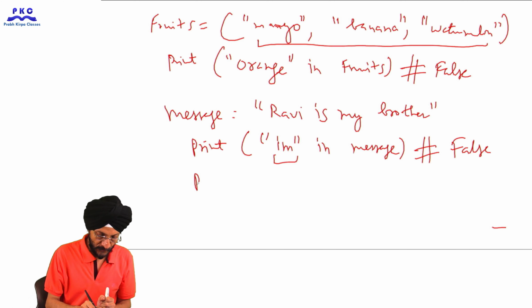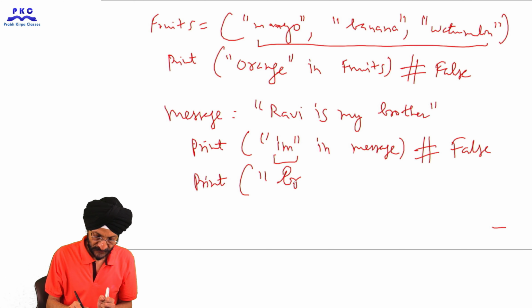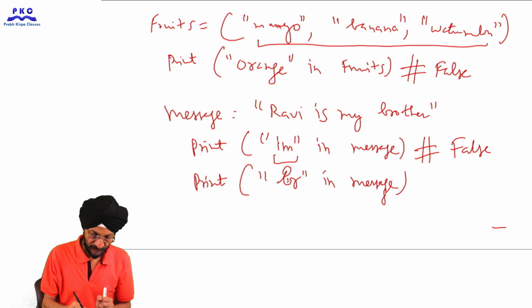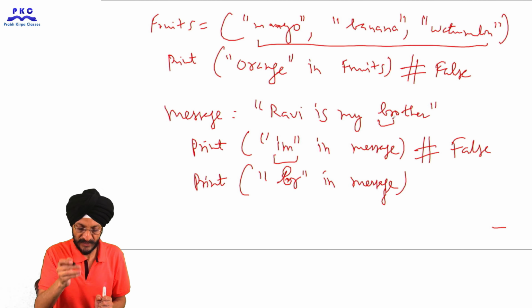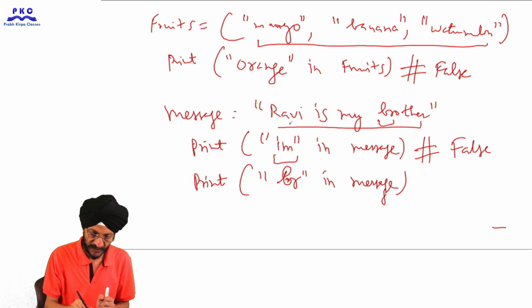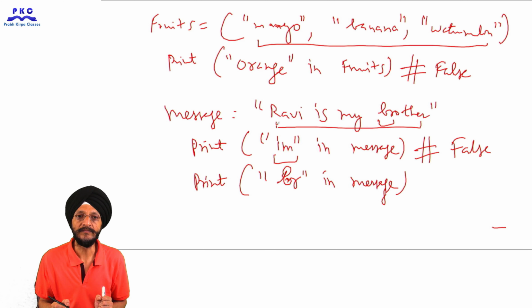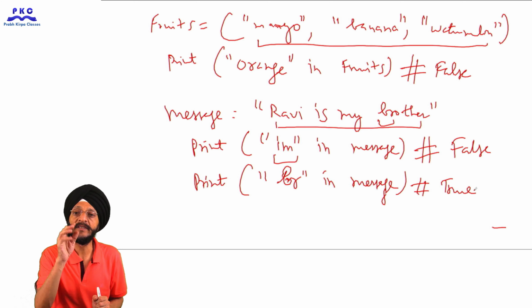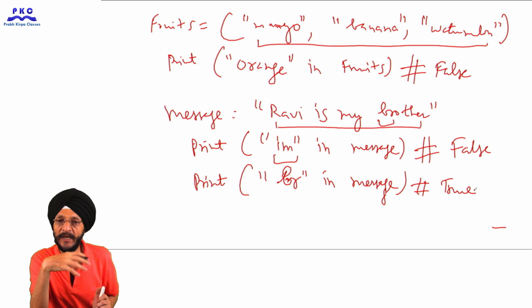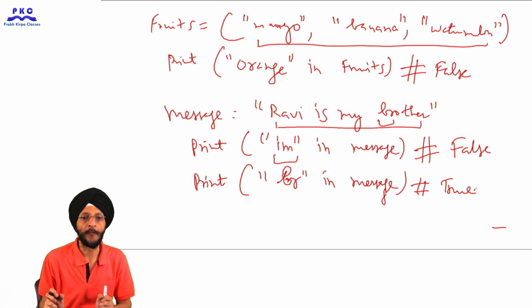If we use the print function and the in operator to find whether br is there in the message, the substring br is present in this string. So the output given by the code editor or the Python interpreter will be true.